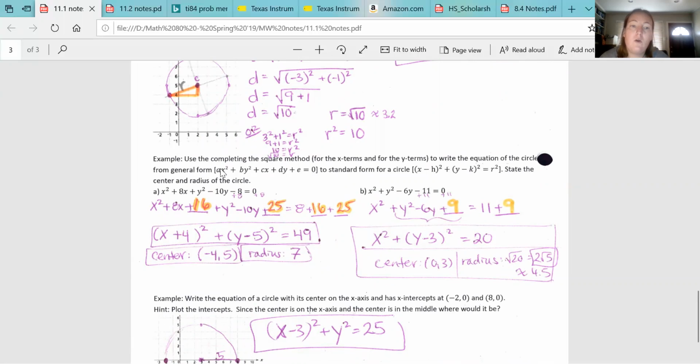conic. So if you have both x being squared and y being squared, you're going to either have a circle or an ellipse if they're positive. If there's a negative involved, a hyperbola. And if it was only one variable squared, like x squared or y squared, then you'd have a parabola. If the x is squared and the y is not, then it's the regular parabola, opens up or down.